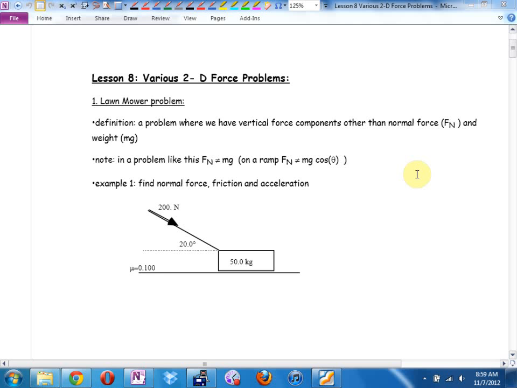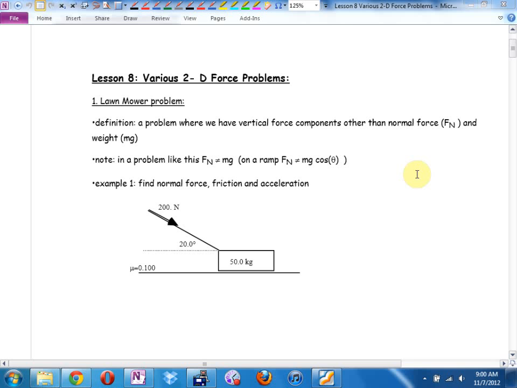Number 1 is the lawnmower problem. I like this question. We call it the lawnmower problem because we're talking about when you push a lawnmower. When you push a lawnmower, the handle is always angled to the earth, but the lawnmower goes horizontally forwards. That means when you're pushing along the handle, you're pushing both down and forwards at the same time. So the definition is a problem where we have vertical force components other than the normal force and weight, mg.